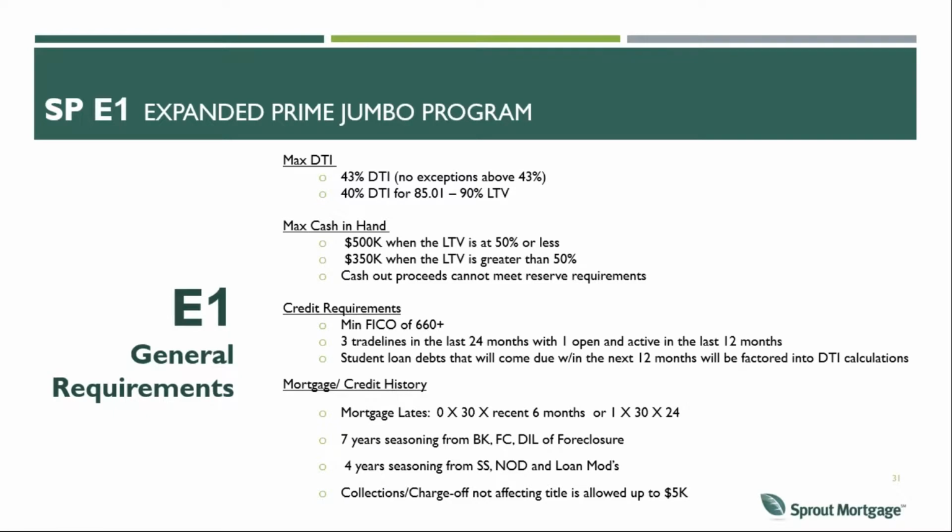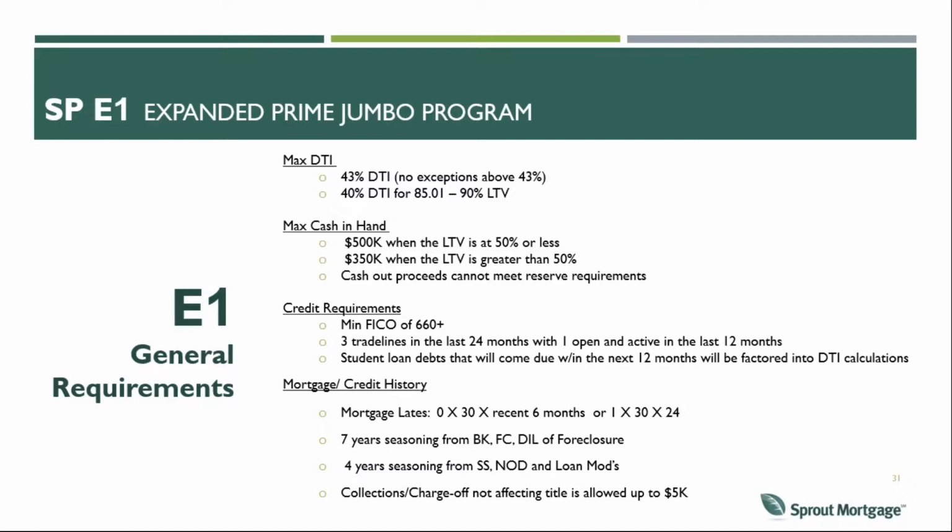Max DTI on the E1 is 43%. That's a hard stop there, no exceptions on that. 40% DTI for LTVs that exceed 85%. Max cash out is $500,000 for LTVs that are less than 50%, $350,000 for LTVs 50% and greater. Cash out proceeds to meet the reserve requirements will not be permitted on the E1.